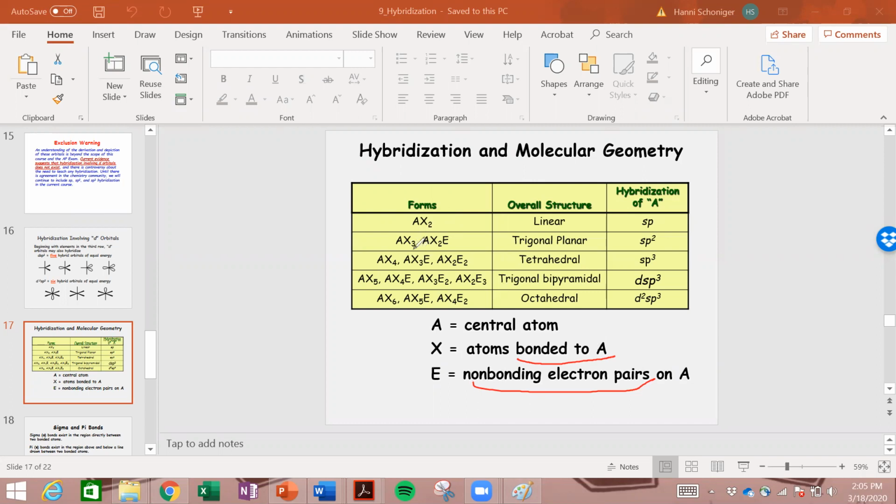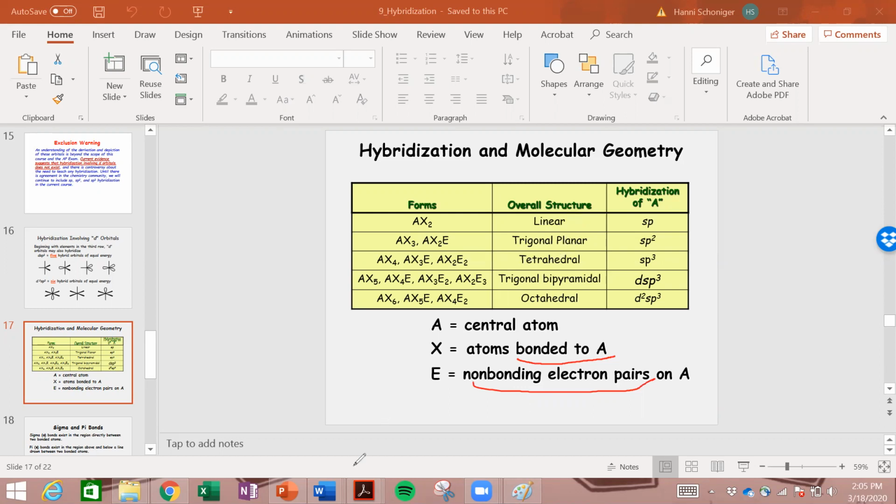3 attachments, whether it's 3 bonding groups or maybe 2 bonding groups and 1 lone pair, that's still 3 attachments. Those are always going to be sp2. If you have 4 attachments, whether it's 4 actual bonding groups, 3 bonding groups, 1 lone pair, 2 bonding groups, 2 lone pairs, that's going to be your sp3 hybridization, right? And the general shapes, the general overall structures, is linear, trigonal planar, tetrahedral.